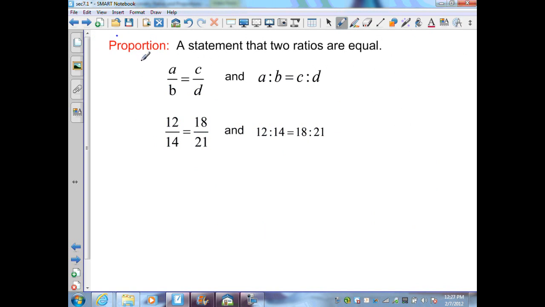A proportion is a statement that two ratios are equal. Here I have a to b equals c to d. And that also can be written in the colon form, a:b equals c:d. Here I have substituted in for those variables, and I have 12 to 14 equals 18 to 21. And similarly, I have 12/14 equals 18/21. Again, I can simplify these to make sure they're equal. Here, I would divide by 2, and I would get 6/7, and when I divide by 3, I get 6/7. Therefore, you can see this proportion is a statement that two ratios are equal.